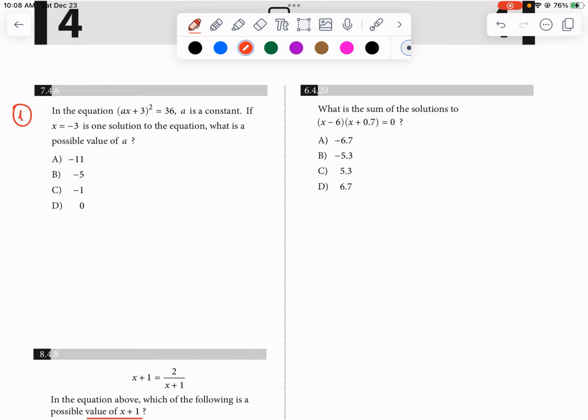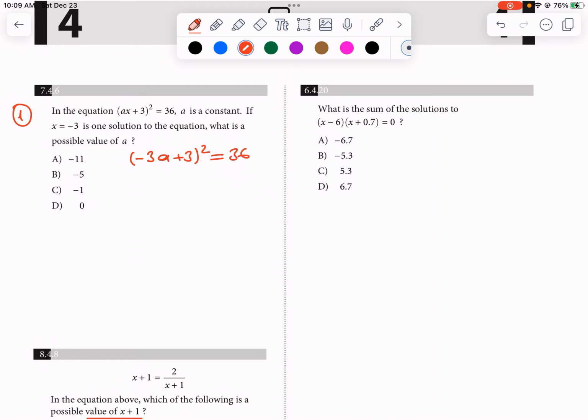Question 1. In the equation (ax + 3)^2 = 36, a is a constant. If x = -3 is one of the solutions to the equation, what is a possible value of a? Okay, so first of all, guys, we can plug this x value into the equation and rewrite it. If x is equal to -3, then the new equation is (-3a + 3)^2 = 36.